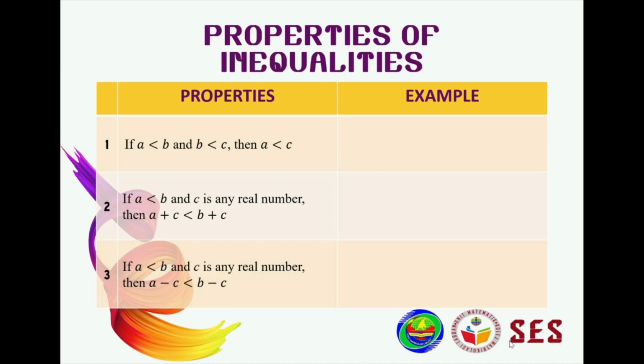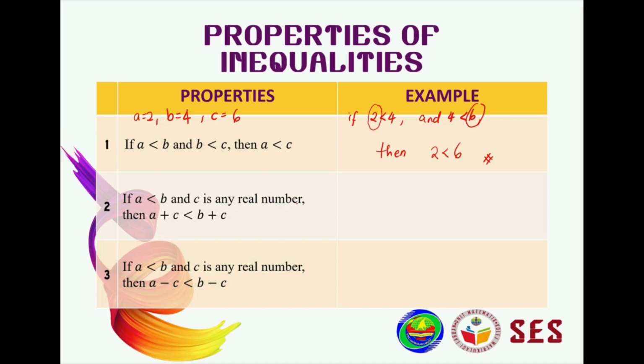Okay, so if we have A equals 2, B equals 4, and let's say C equals 6. If 2 is less than 4, and 4 is less than 6, then by properties it says that A is less than C as well. 2 is less than 6, and it's true that 2 is less than 6. Okay, it's by logic.